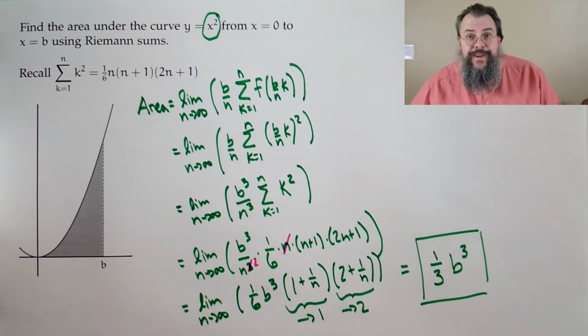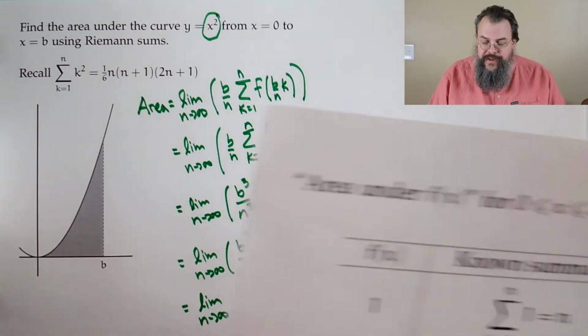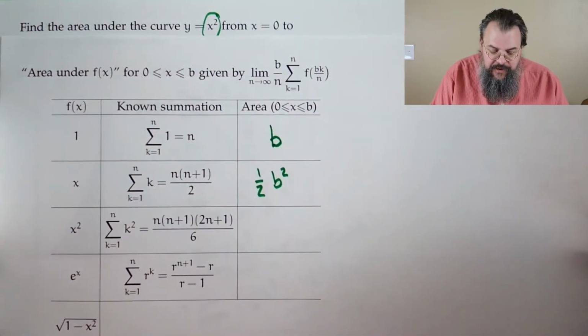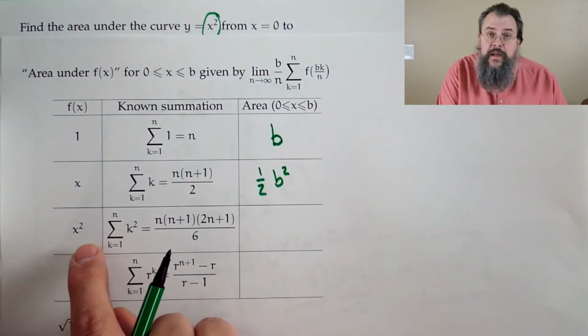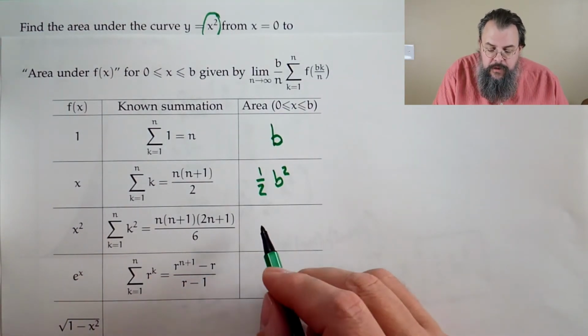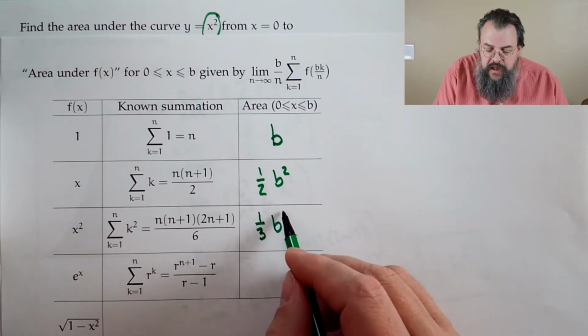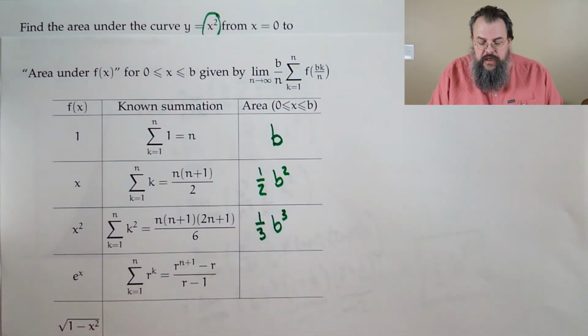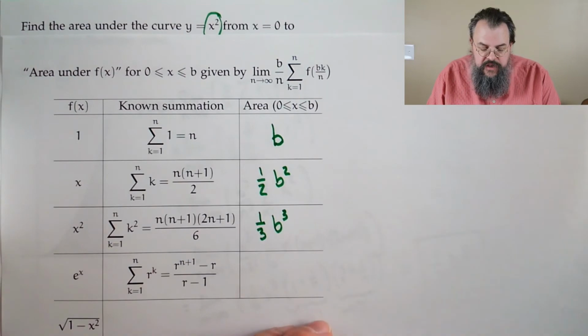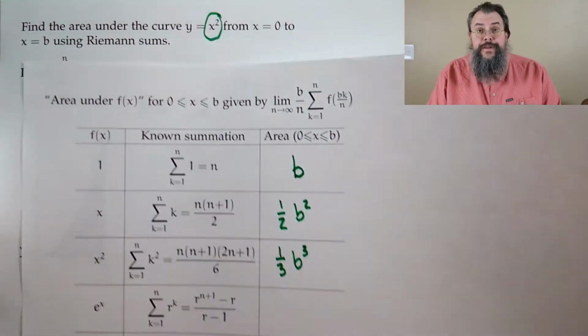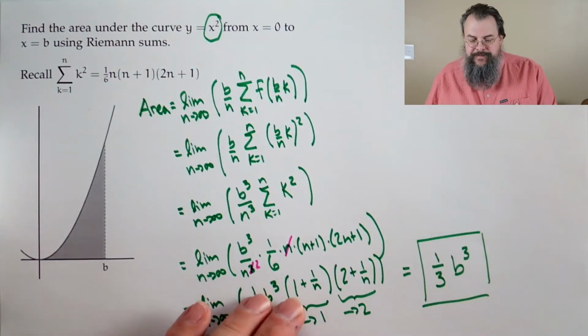Great. Well, let's update our chart. So for the function x squared, that's one we just did, we ended up with 1/3 b cubed. All right, great. Wow. You know, it's interesting. Well, couple more entries to fill in. All right, so let's go to our next entry.